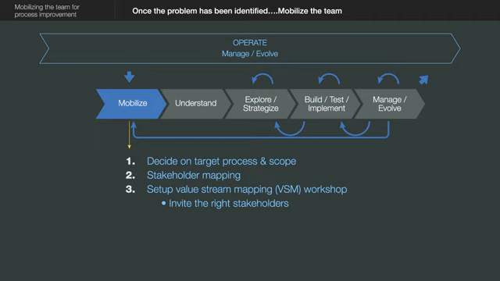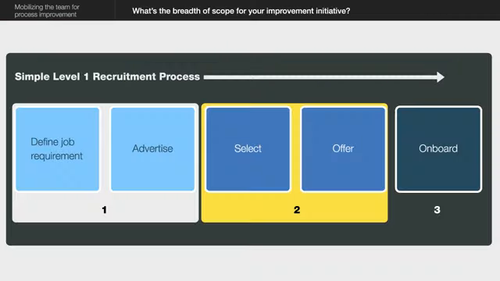Once the team leaders and the teams decide that they want to undertake an improvement process, it's very important to spend a bit of time mobilizing for this. And in this stage, what you would do is decide on the target process and scope that you're trying to improve, do some stakeholder mapping to decide who should be there, set up the value stream workshop, and invite the right stakeholders. Deciding on the scope is one of the first steps.